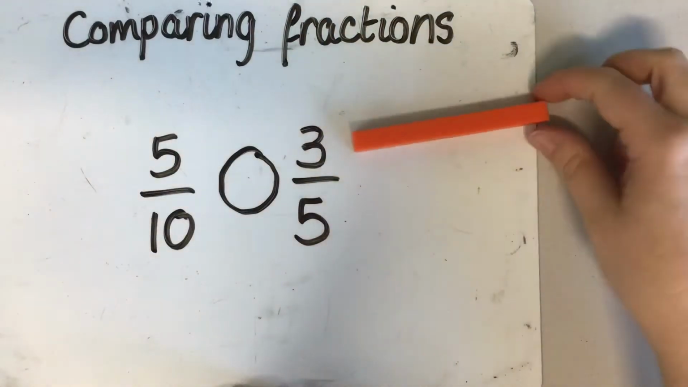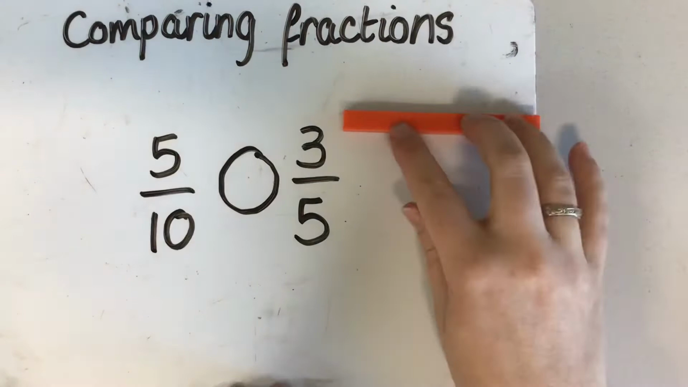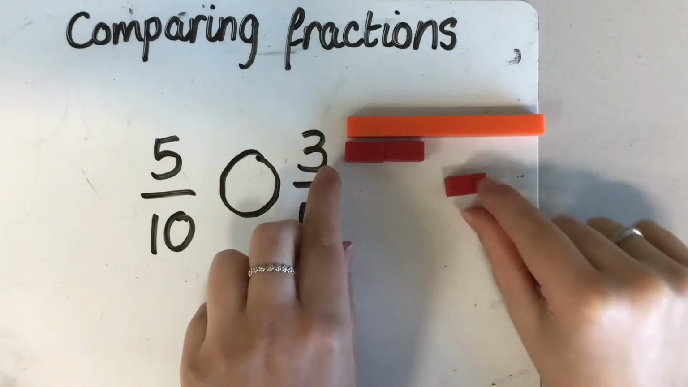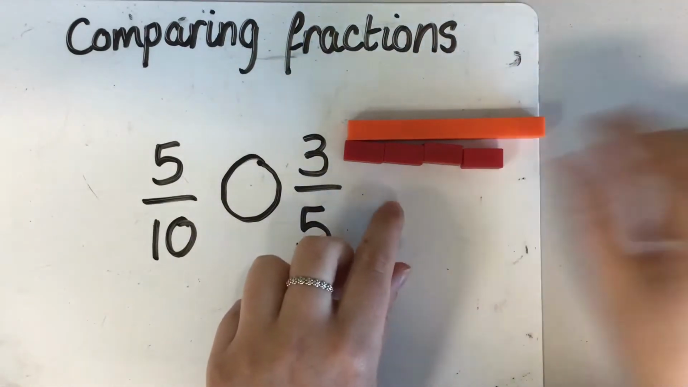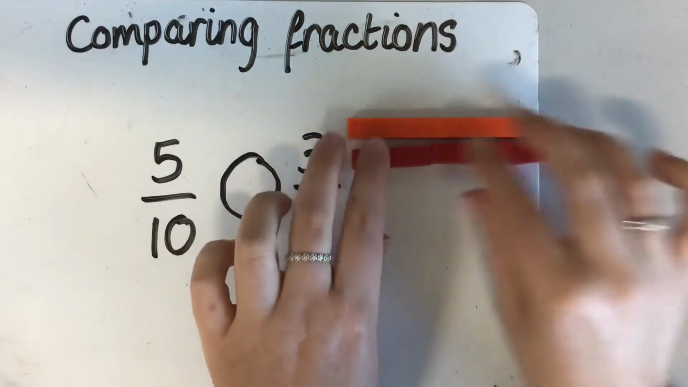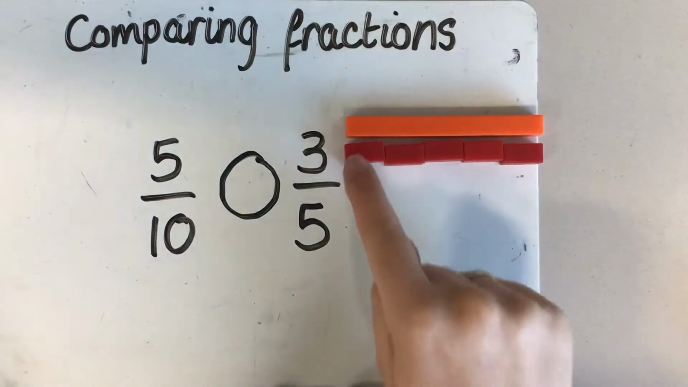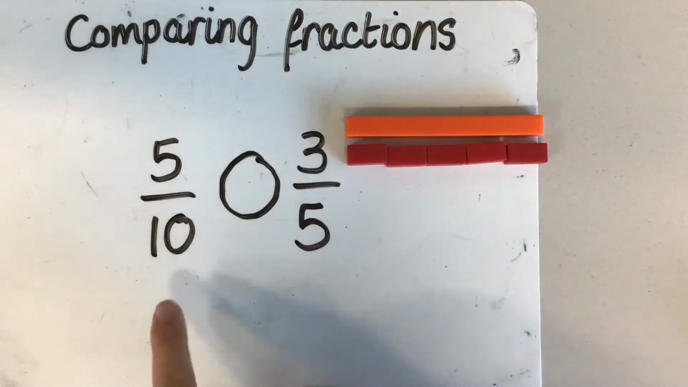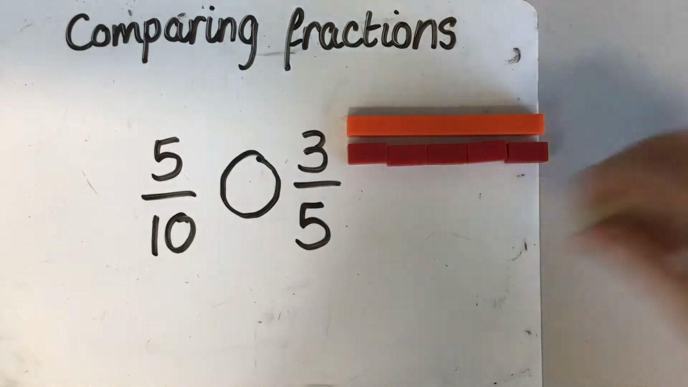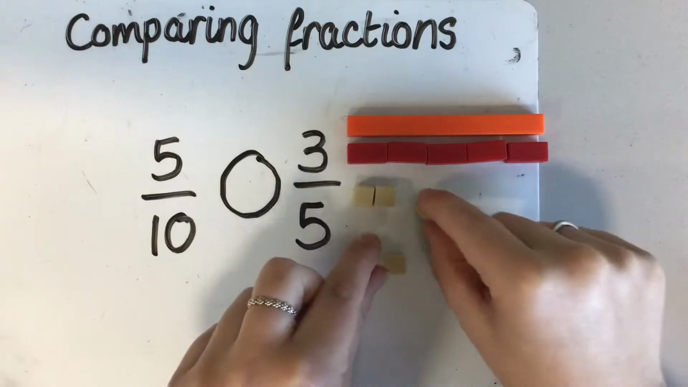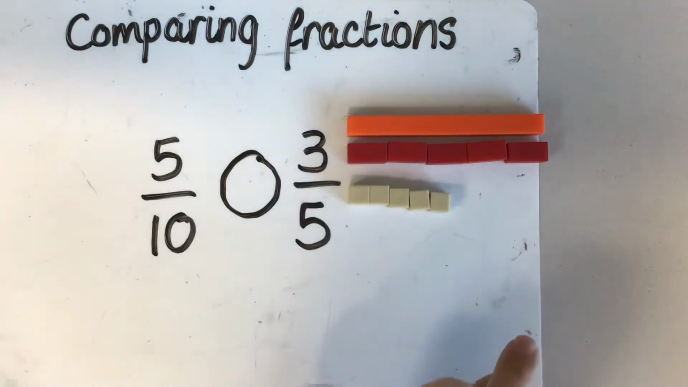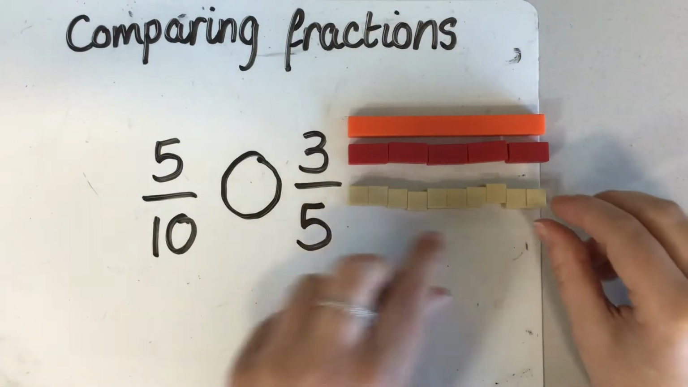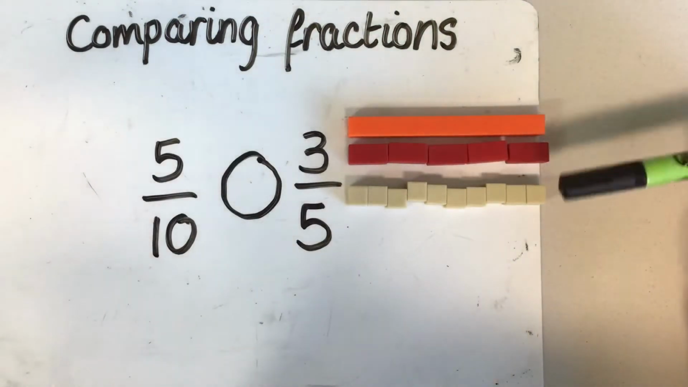So here is my whole. This orange bar shows my whole. First, I'm going to split it into fifths. Just to show you that it is the same whole, I've split it into fifths, or 5 parts, like that. I've got 1, 2, 3, 4, 5 parts, so I've got my fifths there. But our question has fifths and tenths, so we also need to think about, what if that whole, that orange bar, was split into 10? And I've got my tenths here as well. Now we've thought about our whole and we've split it into 5 and 10.